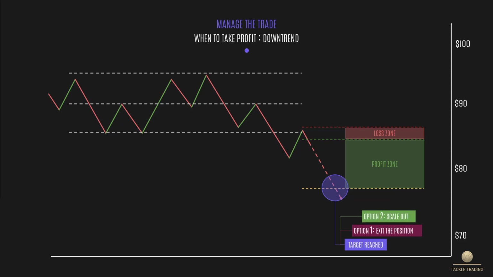Option 2, scale out of the position by locking in profit on a certain amount of shares or a certain amount of contracts if you're trading options. And option number 3 would be to simply adjust that stop loss down by trailing the stop loss and locking in profit along the way. Making that decision not based on emotions, but based on the data at the time.